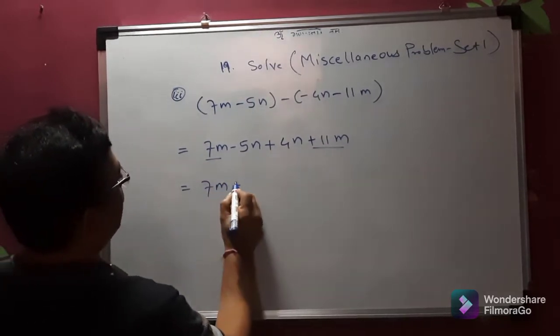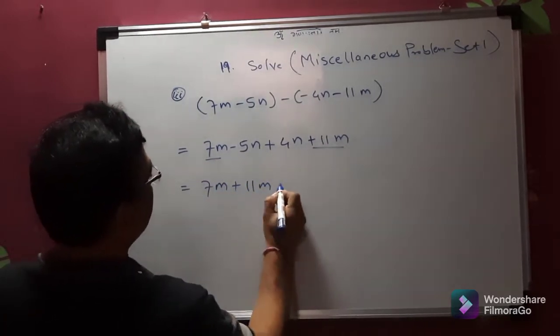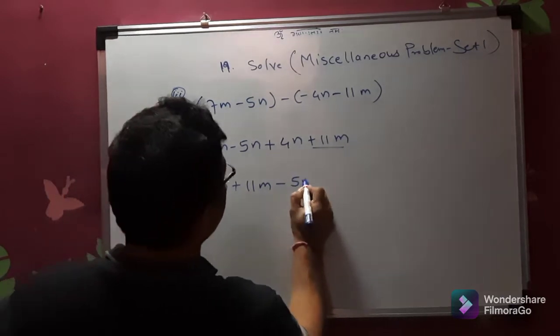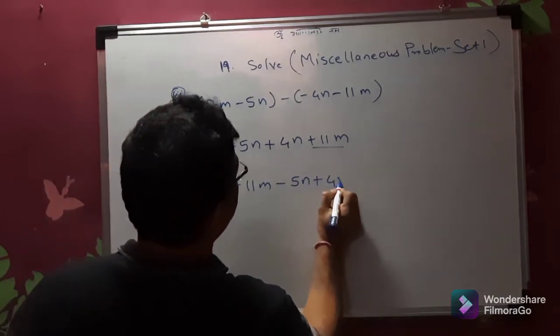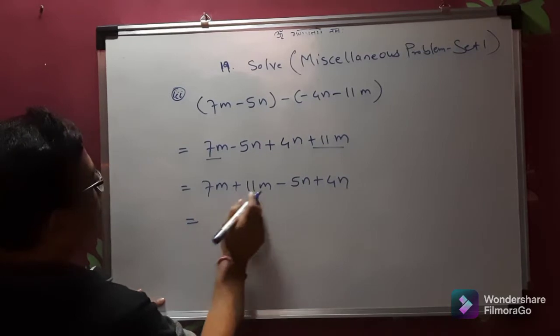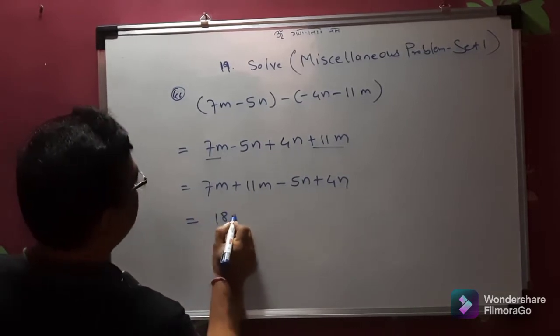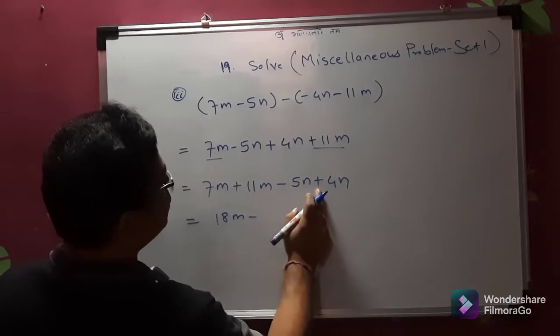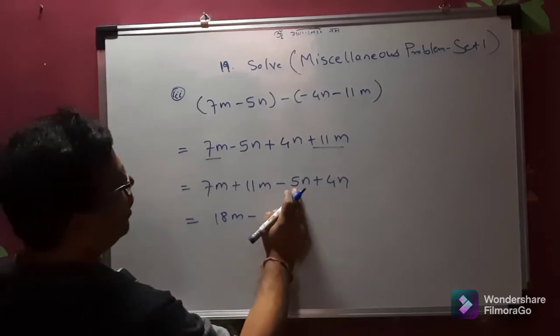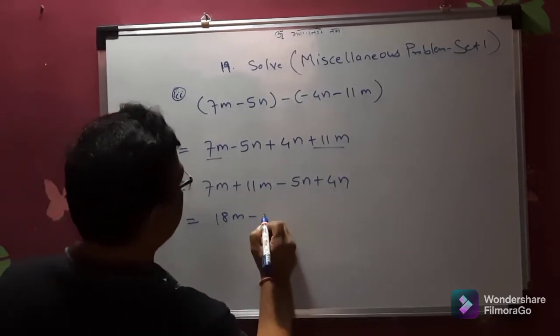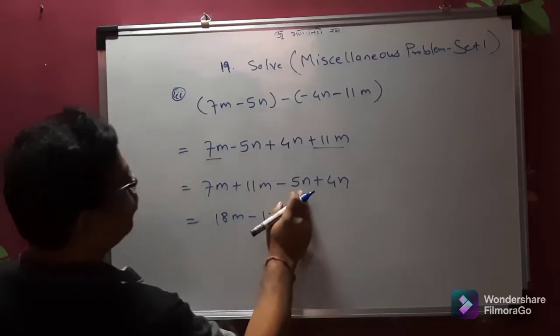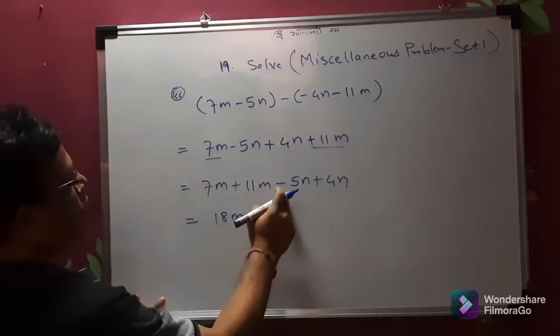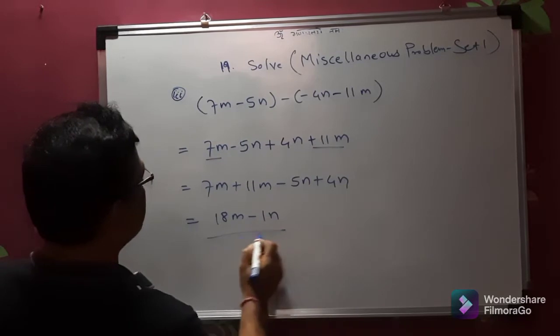7m plus 11m, minus 5n plus 4n. 7 plus 11 is 18m. Minus 5n plus 4n, so we have to do the subtraction. 5n minus 4n is 1n, and you have to put the sign of the bigger number. So it is minus, so minus n. This is the answer.